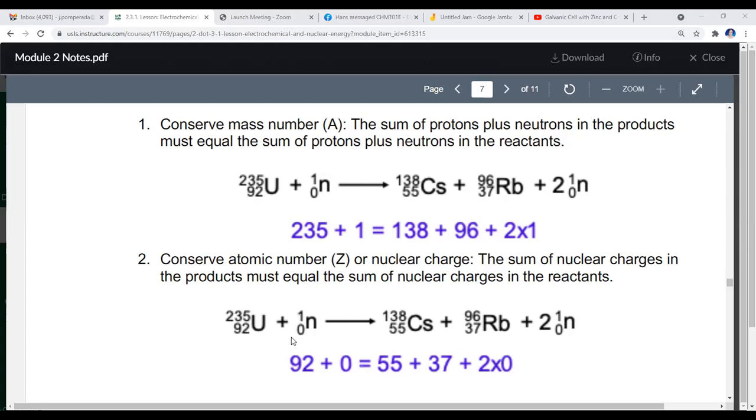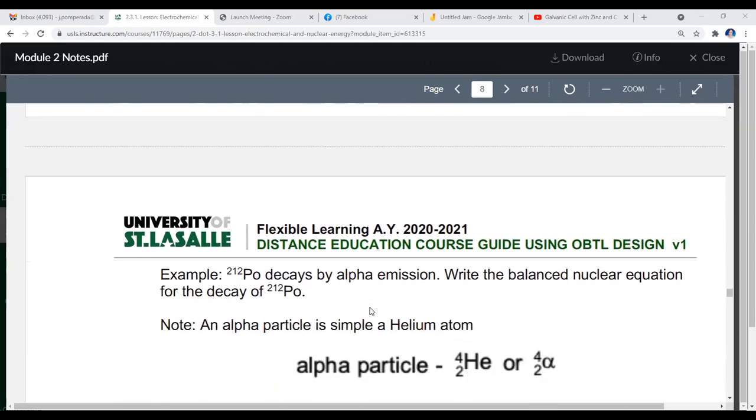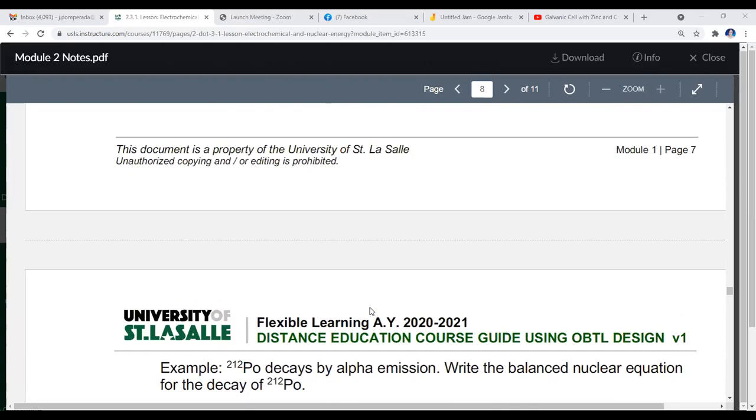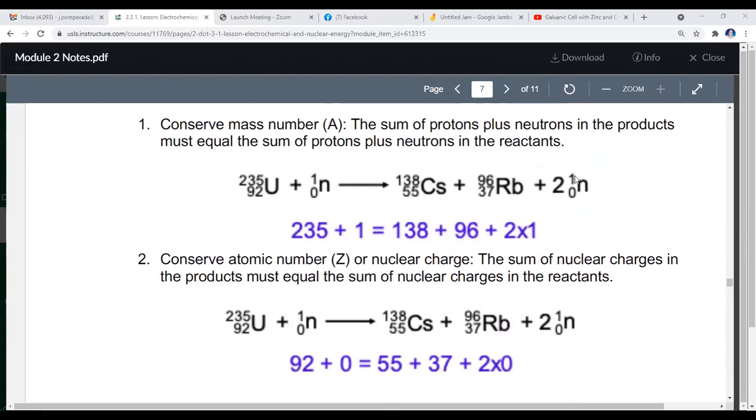On the left side, you have a 92. So on this side here, you should have an 80 and a 92 as well. This is 0, so 2 times 0 is still 0. And that's it. If you would be asked to balance a nuclear reaction, just balance the mass numbers and the atomic numbers of the products and the reactants. Now, in this example, you will be able to apply the concept of balancing the mass numbers and the atomic numbers, which is basically illustrated in the two examples here.